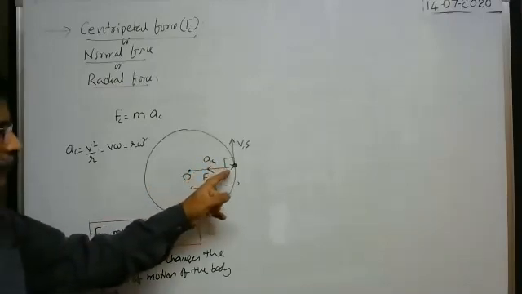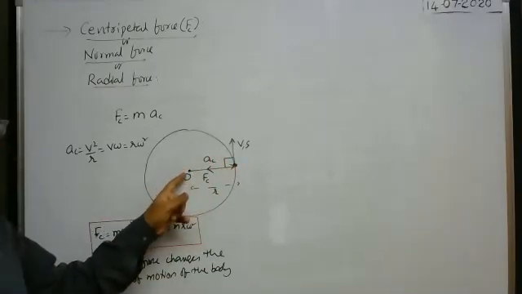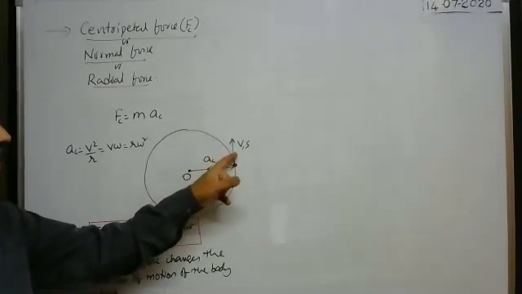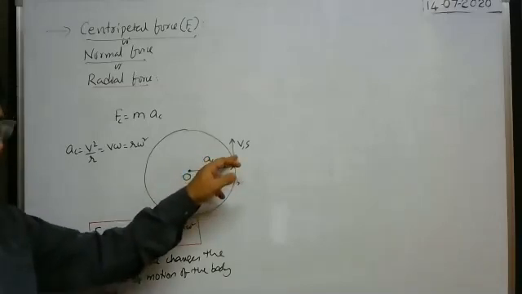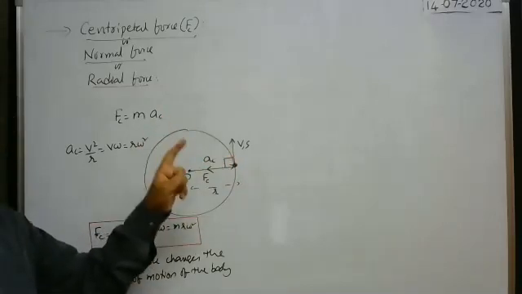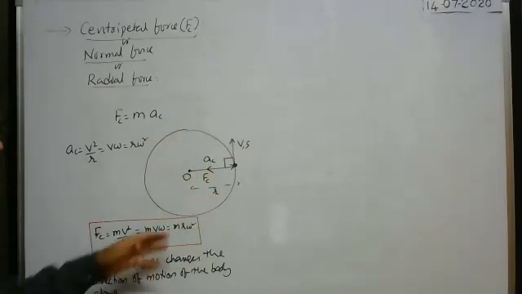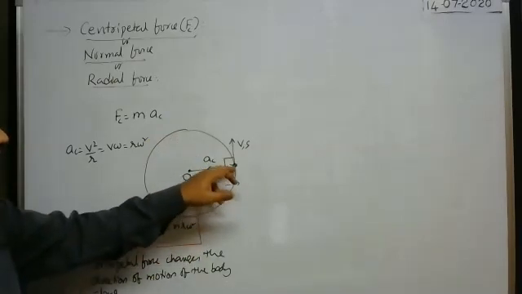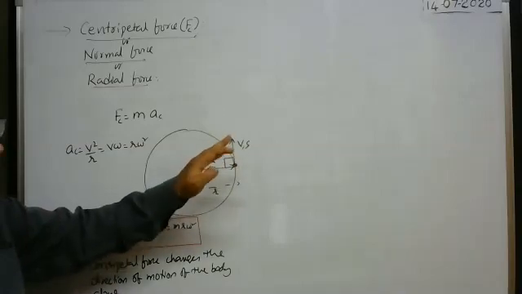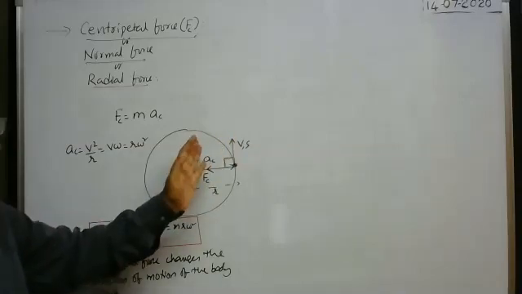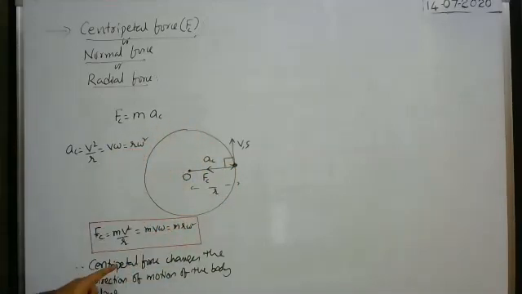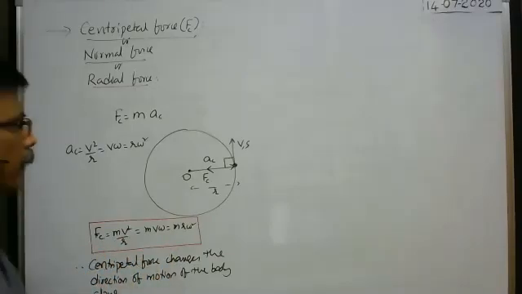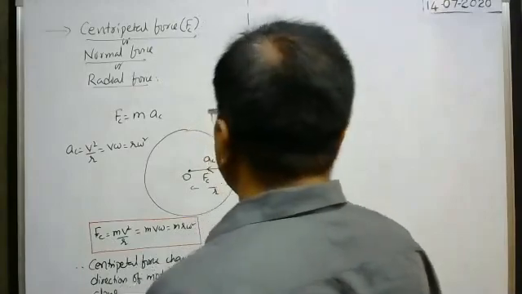Here, centripetal force acts on the particle towards the center, which is perpendicular to the direction of motion of the particle at that instant. Hence, no work is done by centripetal force on the body, according to the dot product of the two vectors. That's why because of the centripetal force, the speed of the body does not change, but the direction of motion of the particle alone changes. So centripetal force changes the direction of motion of the body alone. This is the formula for centripetal force.